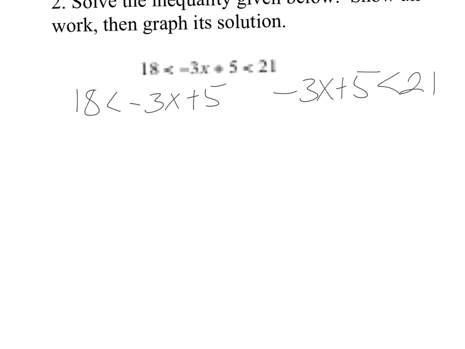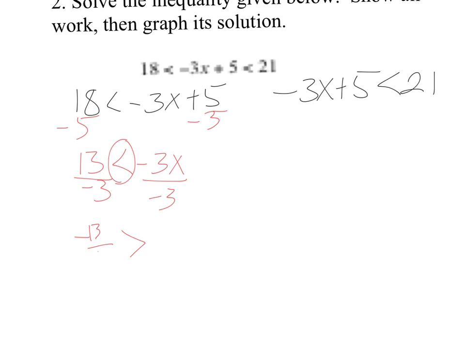Cool. Solving the first one, I might subtract 5 from both sides. 13 is less than negative 3x. When I go and divide by negative 3, I've got to flip my inequality sign around. Negative 13 over 3 is greater than x. In other words, x is less than negative 13 over 3.